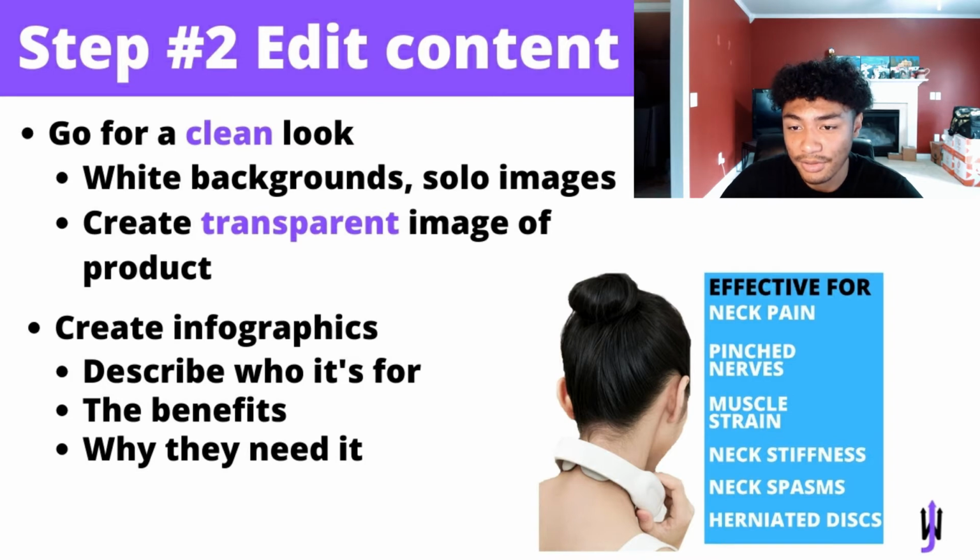And you can see in this image here, this was for one of my stores about a year ago, and I just talked about what it's effective for: neck pain, pinched nerves, muscle strain, neck stiffness, neck spasms, herniated disc. And this is sort of the format that you want to shoot for when you're describing the benefits or what your product is effective for.